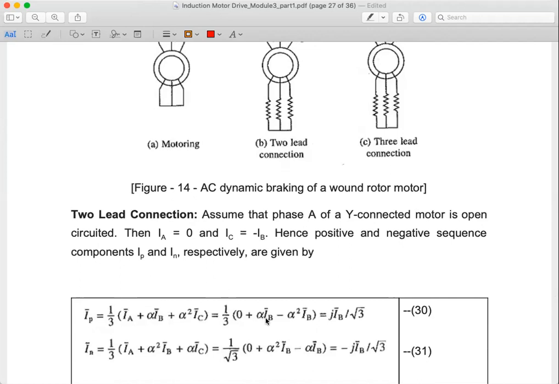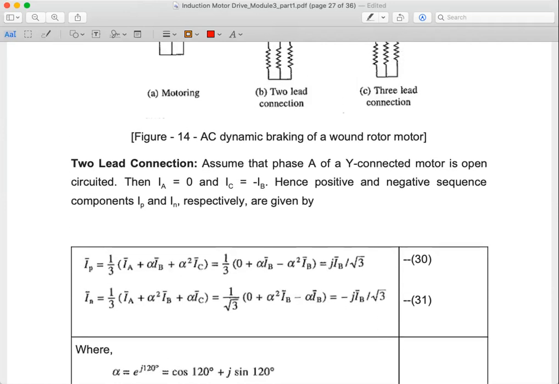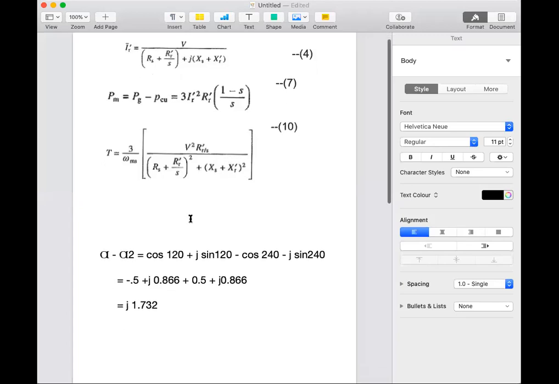Substituting it here, we get alpha IB minus alpha square IB. So this gives (alpha minus alpha square) into IB. Now what is alpha minus alpha square? Let's see. Alpha is cos 120 plus j sin 120, minus alpha square, which is at 240, so minus cos 240 minus j sin 240.